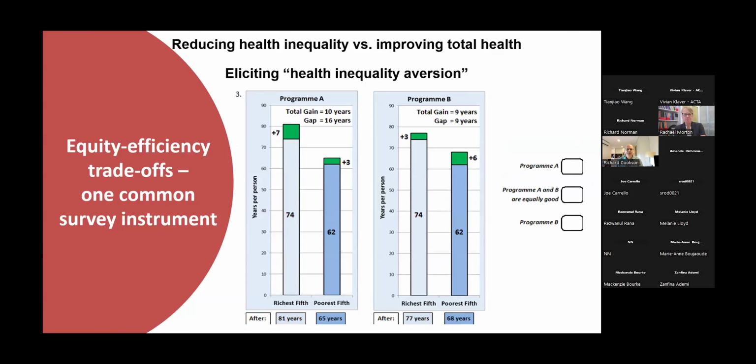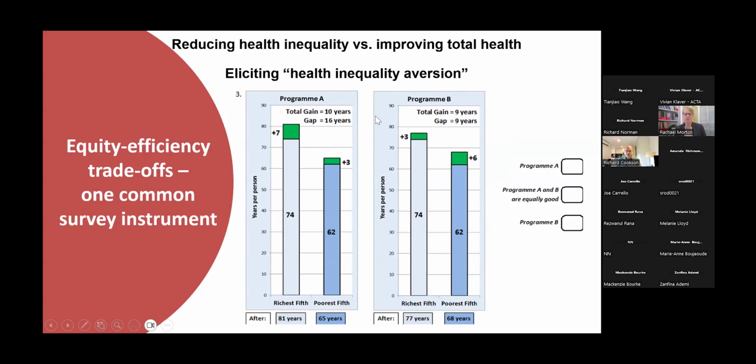Yes. So the kind of survey we do, the simple method, is a bit like this. A very hypothetical question: program A or program B. Program A is the one that benefits the more advantaged group, and program B benefits the more disadvantaged group. But as you can see, in program B the total gain is less than in program A.